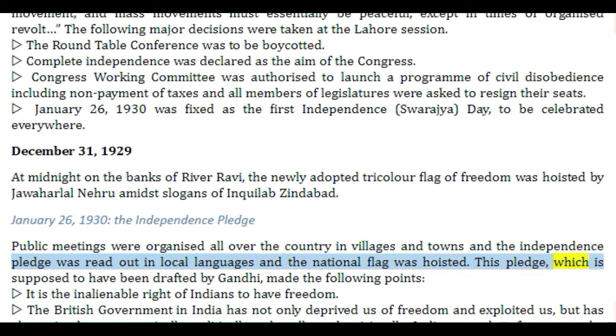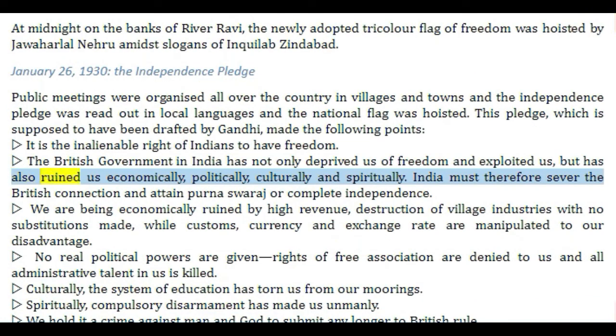This pledge, which is supposed to have been drafted by Gandhi, made the following points: "It is the inalienable right of Indians to have freedom. The British government in India has not only deprived us of freedom and exploited us, but has also ruined us economically, politically, culturally and spiritually. India must therefore sever the British connection and attain Purna Swaraj or complete independence.